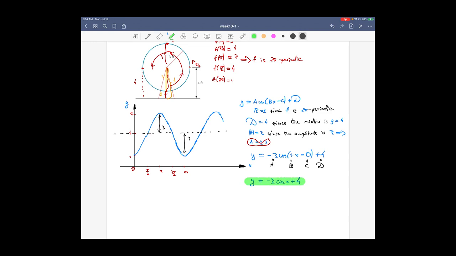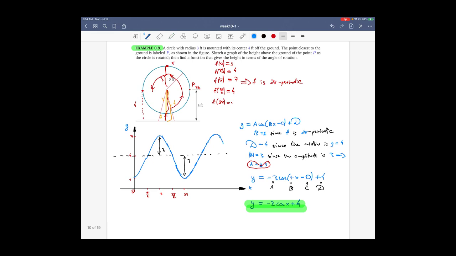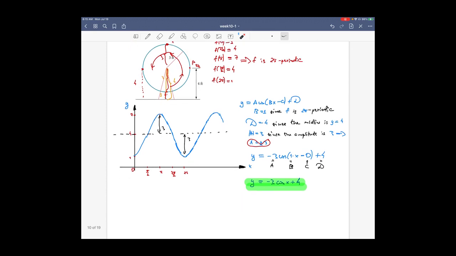The only question that I have, at least, is: does it matter in which direction we rotate? If we were to rotate this in the positive direction, what would have changed? That's a question for you to think about and to discuss with your peers. And we are done with this example because this is our correct answer.